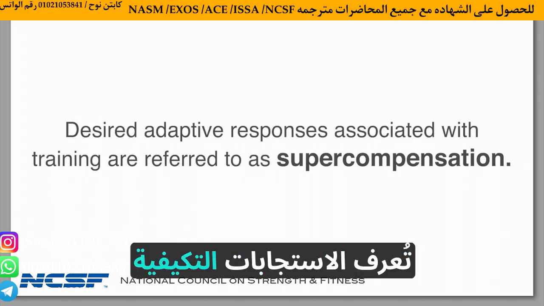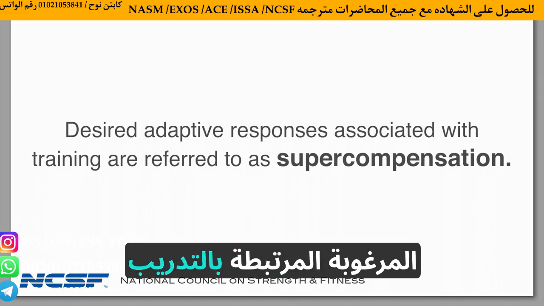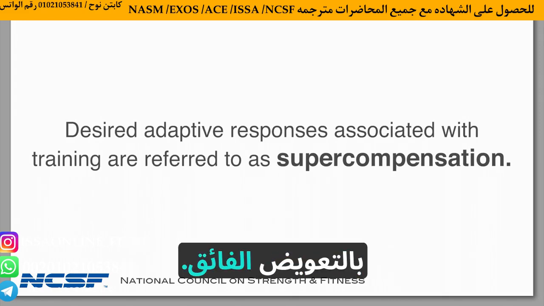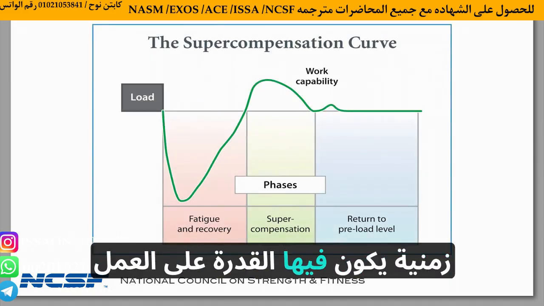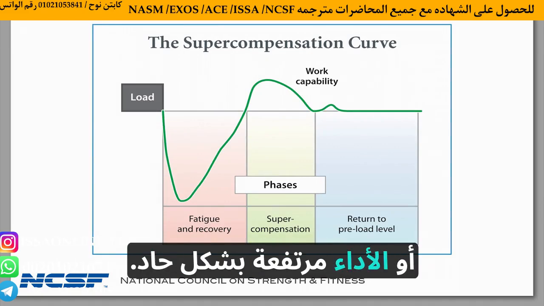Desired adaptive responses associated with training are referred to as supercompensation. The supercompensation curve reflects a period of time when work capacity or performance will be acutely elevated.